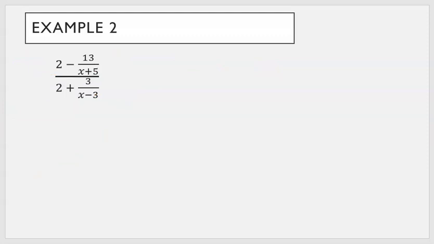So now here is a second example. Again, we have a larger fraction, and then within it, this one is just a single term. It's not actually a fraction, but we're subtracting a fraction. So we call it a compound fraction because I do have this piece inside of the larger fraction. It's also happening in the bottom. So we do have a compound fraction here.